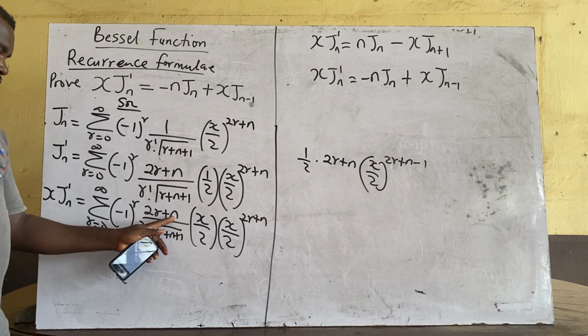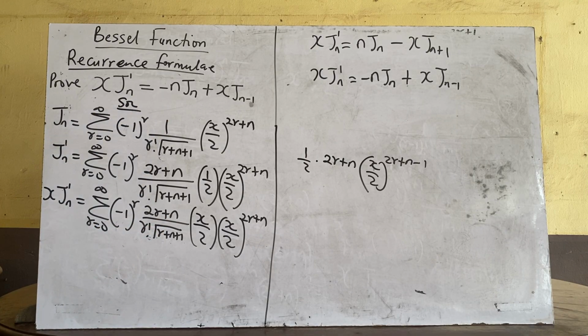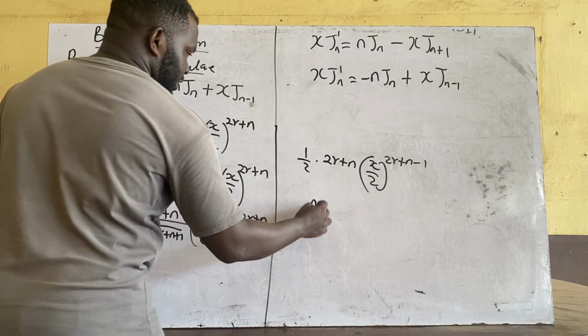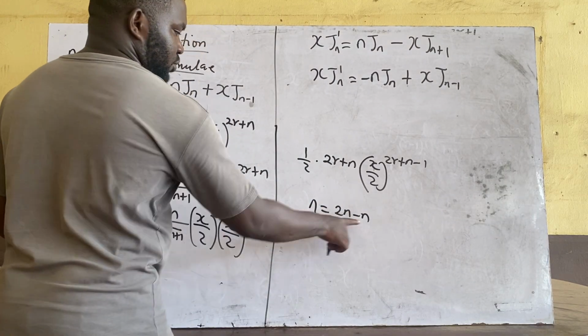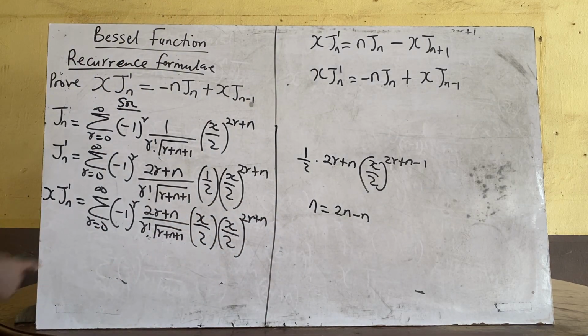Okay? So having this now, the next thing we're going to do is, since we have minus here, let us change this one to minus. How do we change it to minus? You know that n is the same thing as saying 2n minus n. Yes, 2n minus n is going to give us n. So let us do that here.